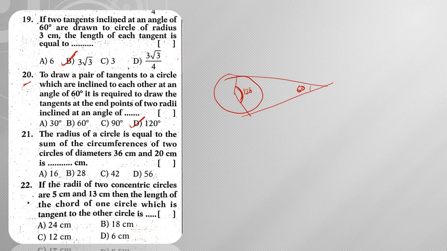Now next, the radius of the circle is equal to the sum of the circumferences of two circles of diameter 36 centimeters and 20 centimeters. Now we are asked to find the radius of the circle. So the radius of the circle is equal to the sum of circumferences of two circles. Let us consider it as capital R. So capital R is equal to 2 pi small r1 plus 2 pi small r2.